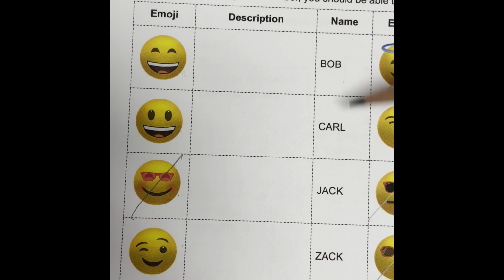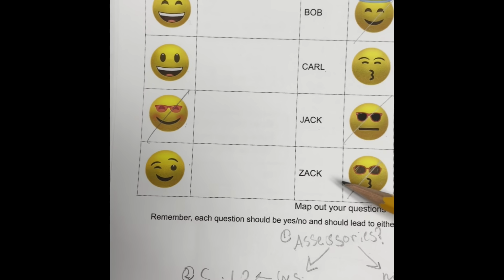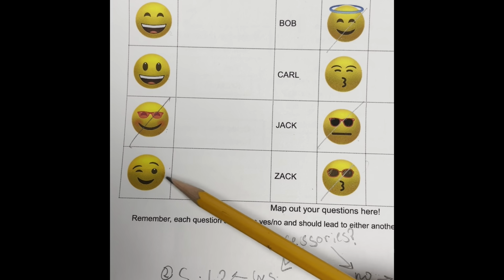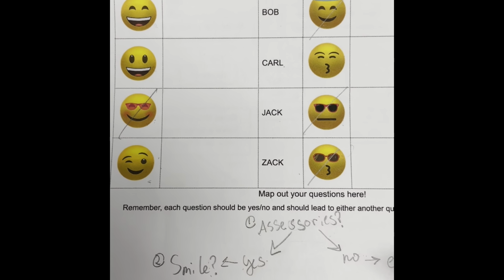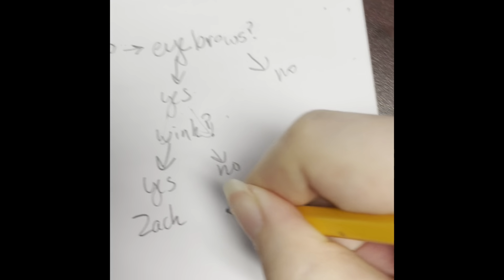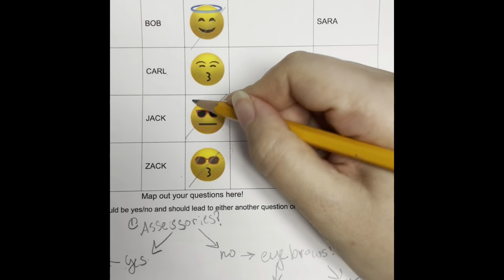If the answer is no, we are choosing between Bob and Carl. So we need to come up with another question which is going to determine the difference between the emojis with eyebrows, Mia and Zach. So you could say a kissy face again, or you could say a wink. I want to do a wink because I haven't done that yet. So if the answer is yes, are we winking? If the answer is yes, then we know we have Zach. If the answer is no, then we know we have Mia. We're now done with Mia and Zach.